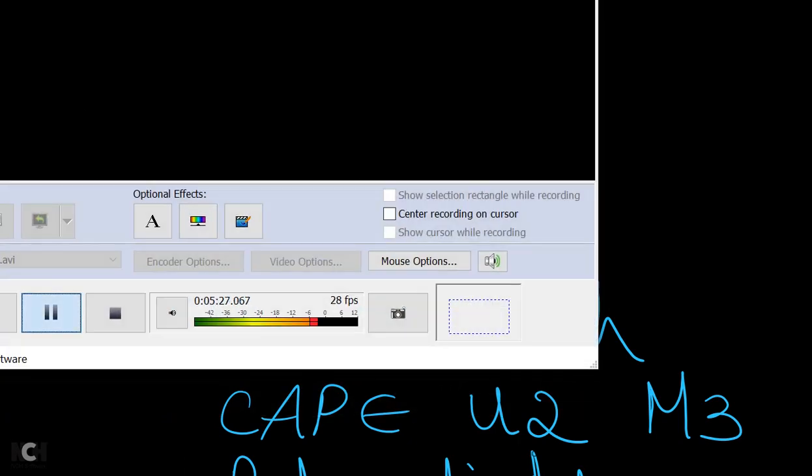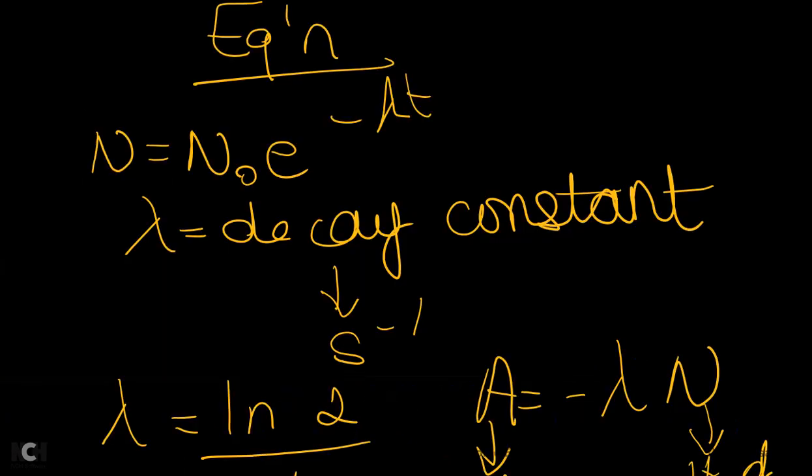Right, so let's look now at some equations, and I kind of summarize all of the equations that you would need for module 3. So one of the first things that we're going to look at is N is N0 e to the minus lambda t. Now, even though radioactivity is a random spontaneous process, it can be statistically modeled using an exponential decay.